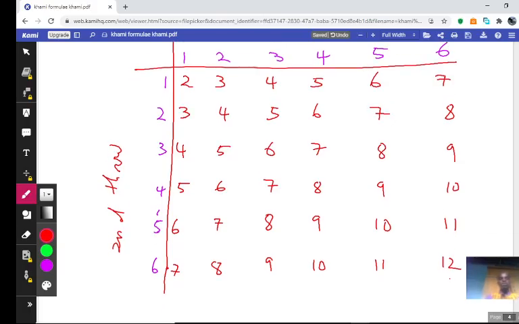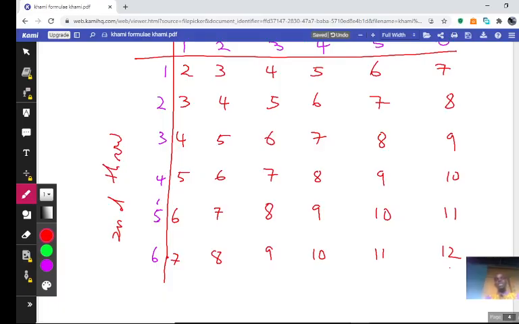So 36 outcomes. Right. If I am being asked, for example, if a die is thrown twice, calculate the probability that the sum of the scores is 7. So probability that the sum of the scores is 7.